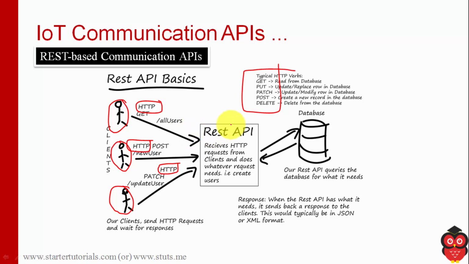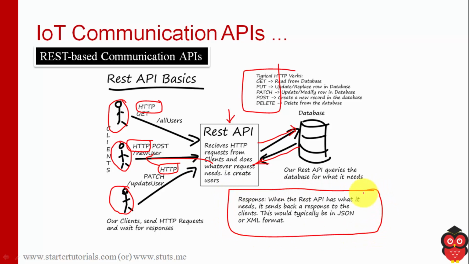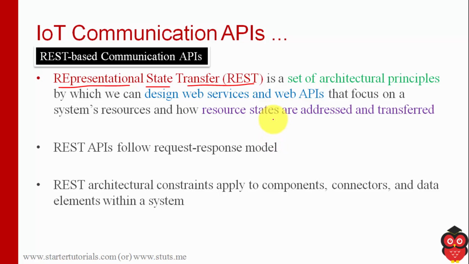So these requests will be sent to the REST API, which is running on a server, and based on the request, it will access the database, fetch the response, and send the response back to clients. As I told you, the response will generally be in JSON format or XML format. JSON means JavaScript Object Notation, and XML means Extensible Markup Language. Okay, let's see some points.